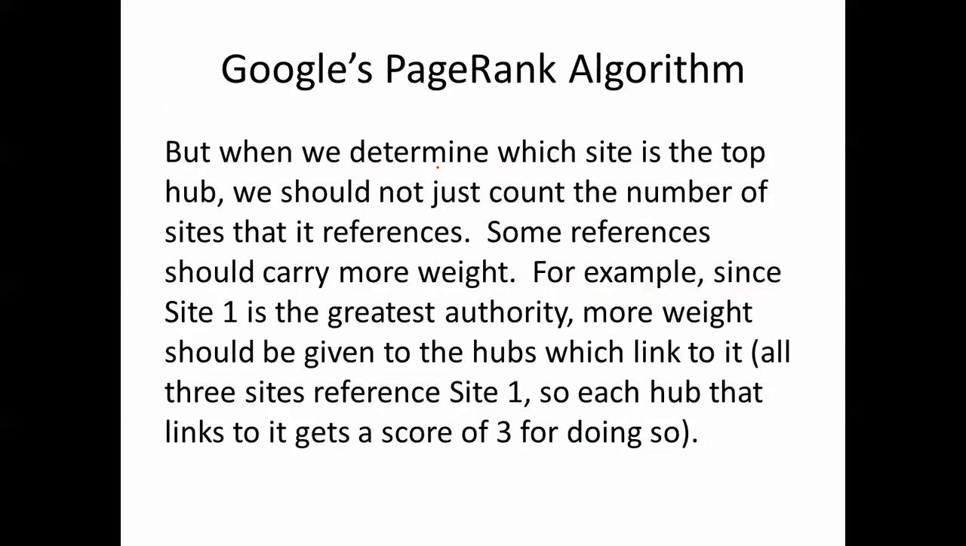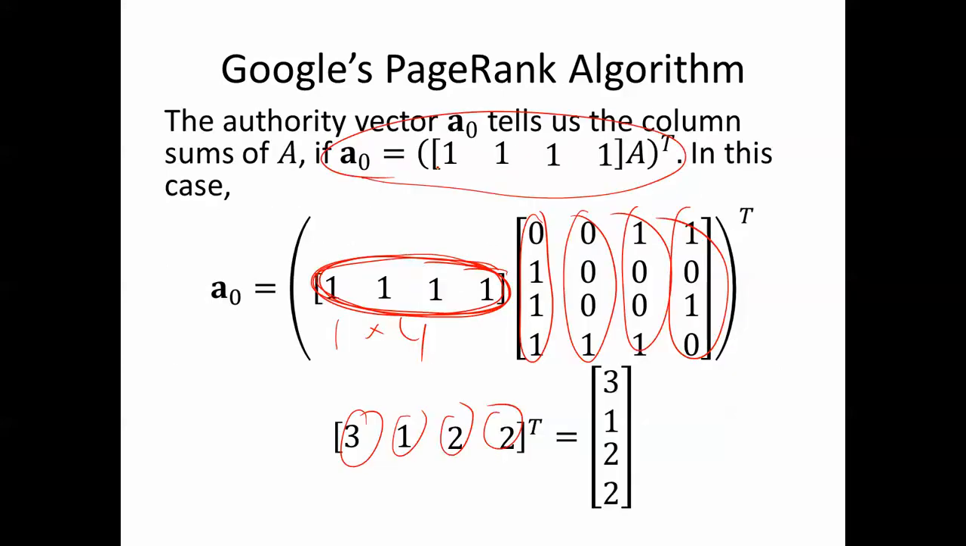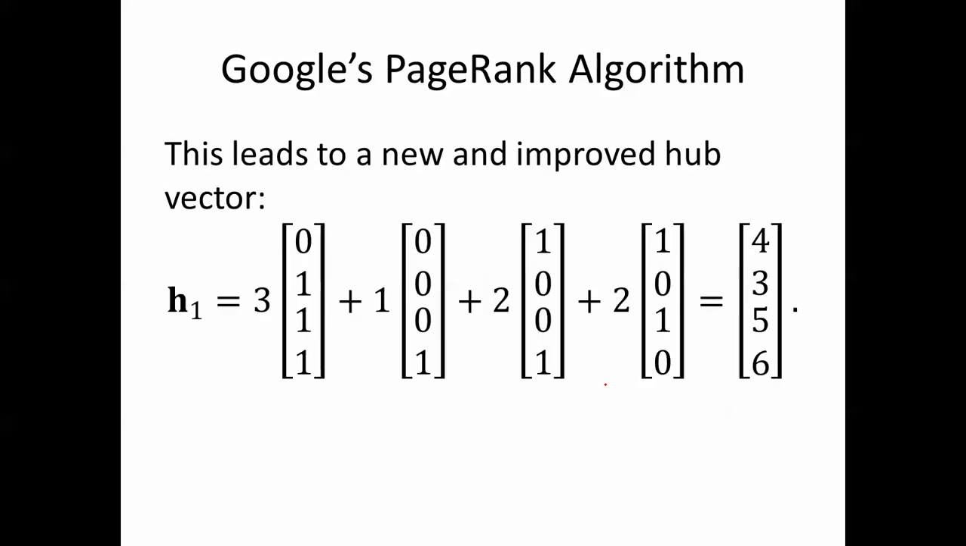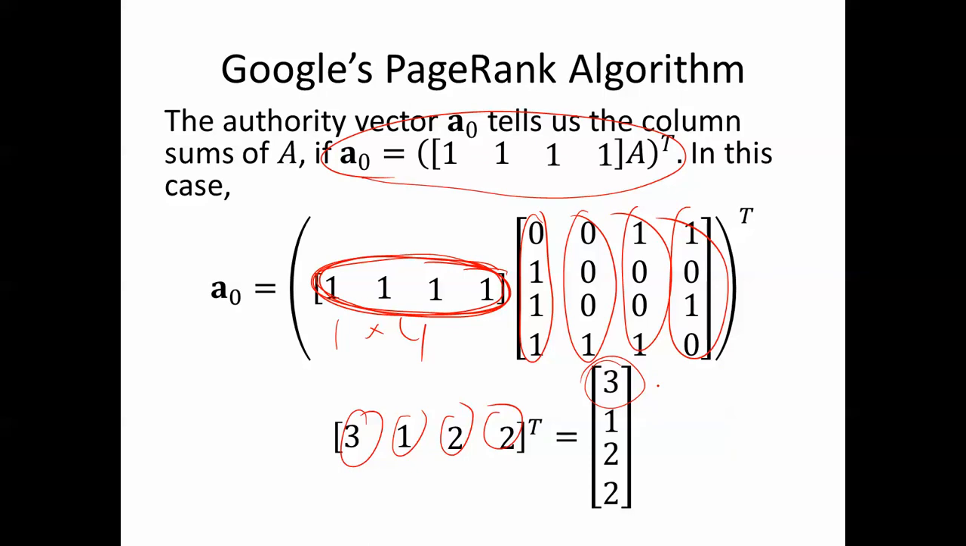But when we determine which site is the top hub, like we did a few minutes ago, we should not just count the number of sites that it references. Some references should carry more weight. For example, since site 1 is the greatest authority, look, 3 people cite it. Since site 1 is the greatest authority, more weight should be given to the hubs which link to it. All 3 sites reference site 1, so each hub that links to it gets a score of 3 for doing so. So this leads to a new and improved hub vector. Again, look at the score, 3, 1, 2, 2. So we are going to weight these websites.